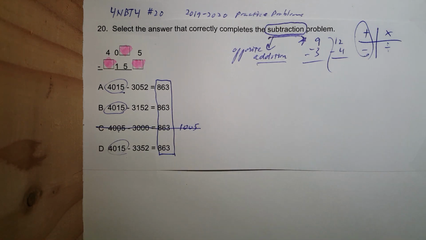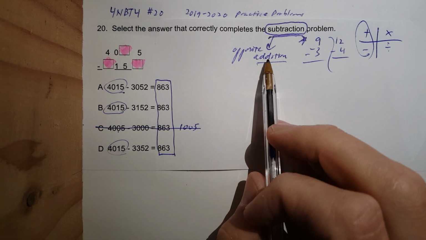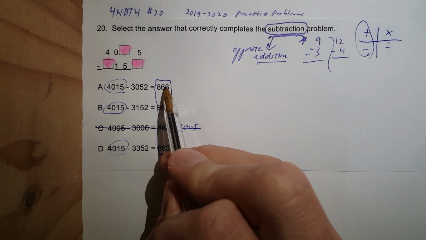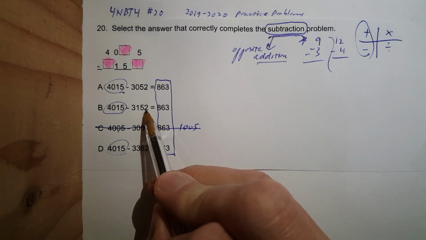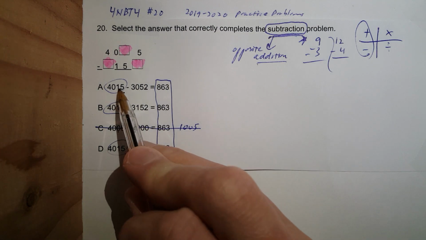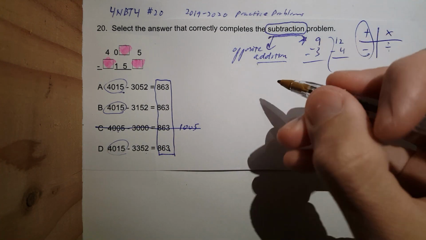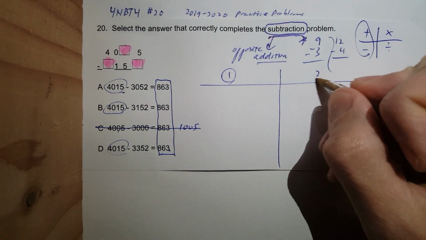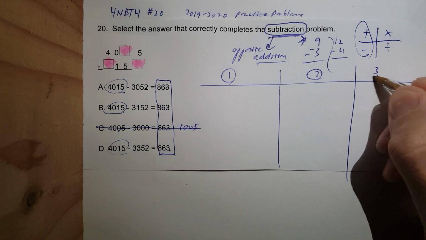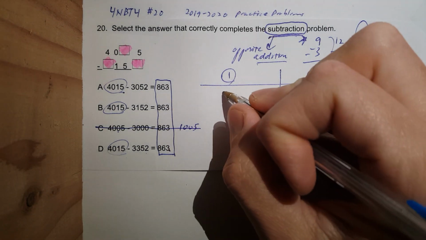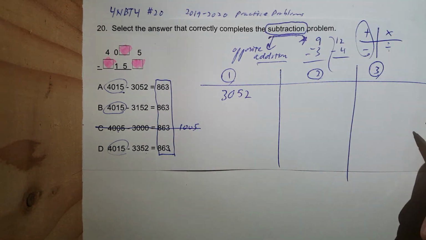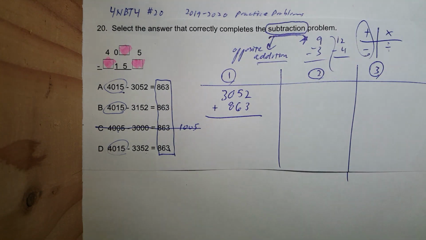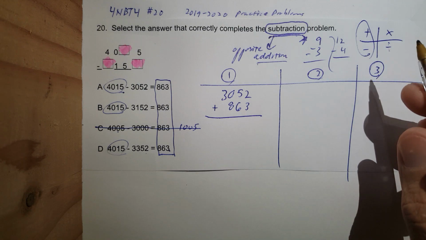Process of elimination. Now, since I know addition is the opposite of subtraction, I'm just going to take the answer and add it to each one of these. And then that should get 4,015. So for instance, I'm going to do this 3 times. Problem number 1. I would take 3,052 plus 863. Remember, I'm just going the other way. Why not?